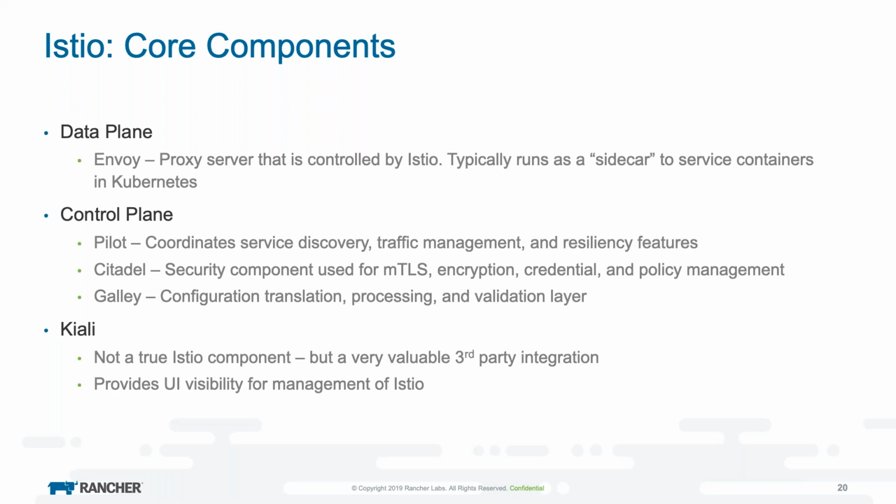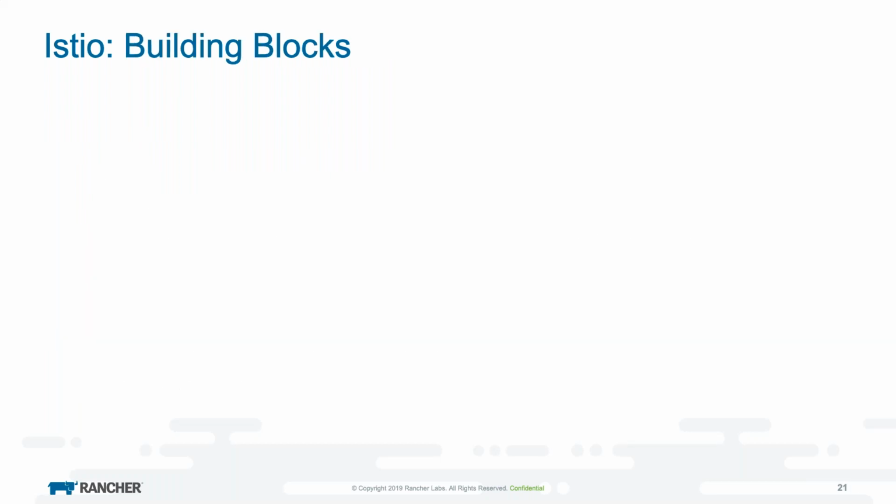Okay, so if those are the core components of Istio, what are the building blocks then? Well, the first building block is a virtual service. A virtual service is a thing, it is a concept, it is an item that defines how requests are routed to a service. So as you see in parentheses, what goes where.